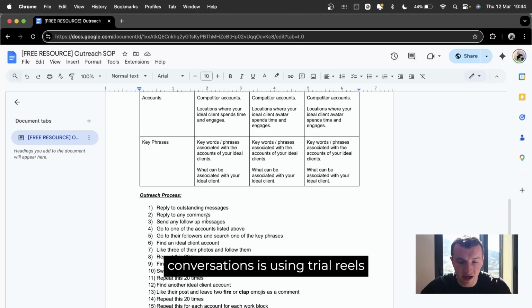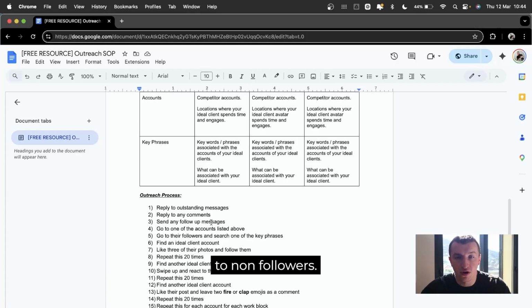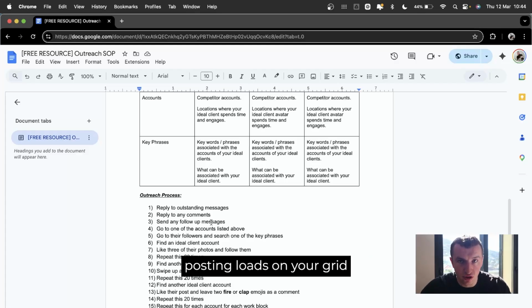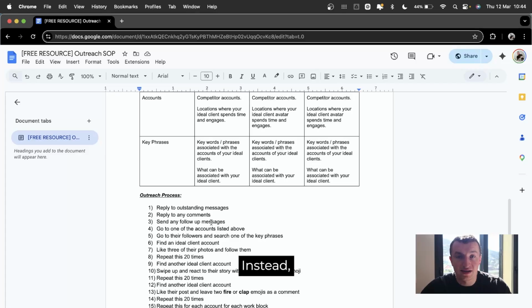The other way that we can look at doing this to feed more followers so we can start more conversations is using trial reels. On platforms like Instagram, we can post trial reels, which are essentially reels that we post that do not show to our followers. The cool thing with this is it won't show on your grid, it will only show to non-followers, so it's not like a normal post where you have to worry about posting loads on your grid and making your grid look full. Instead, you can post as many trial reels as you want. They are cramping down a little bit, putting a limit on that, generally around 20 a day.